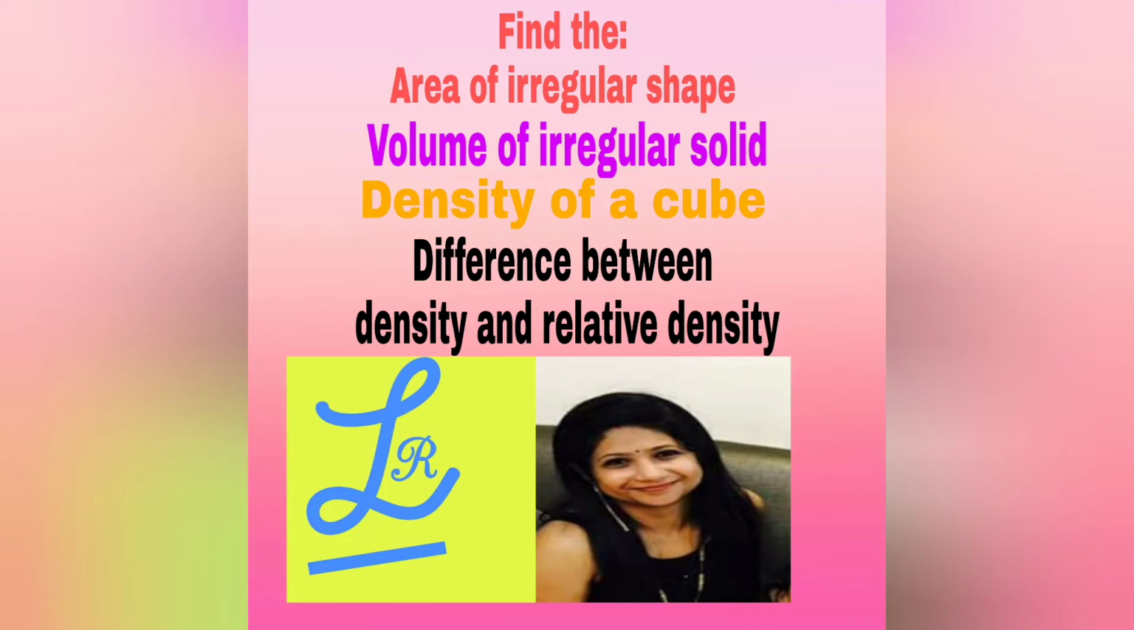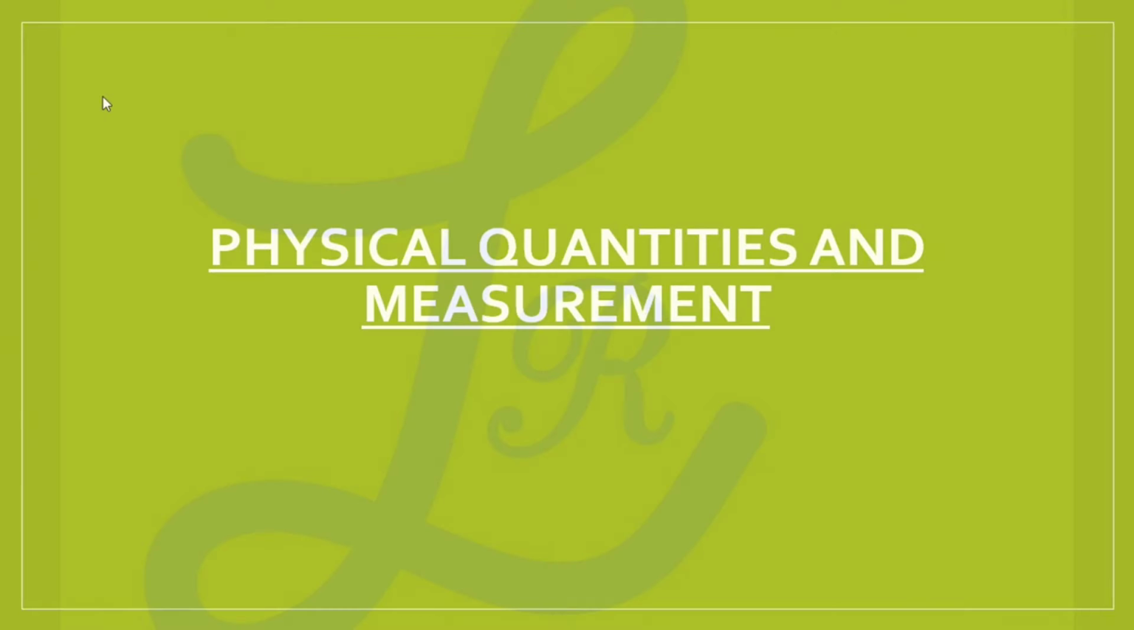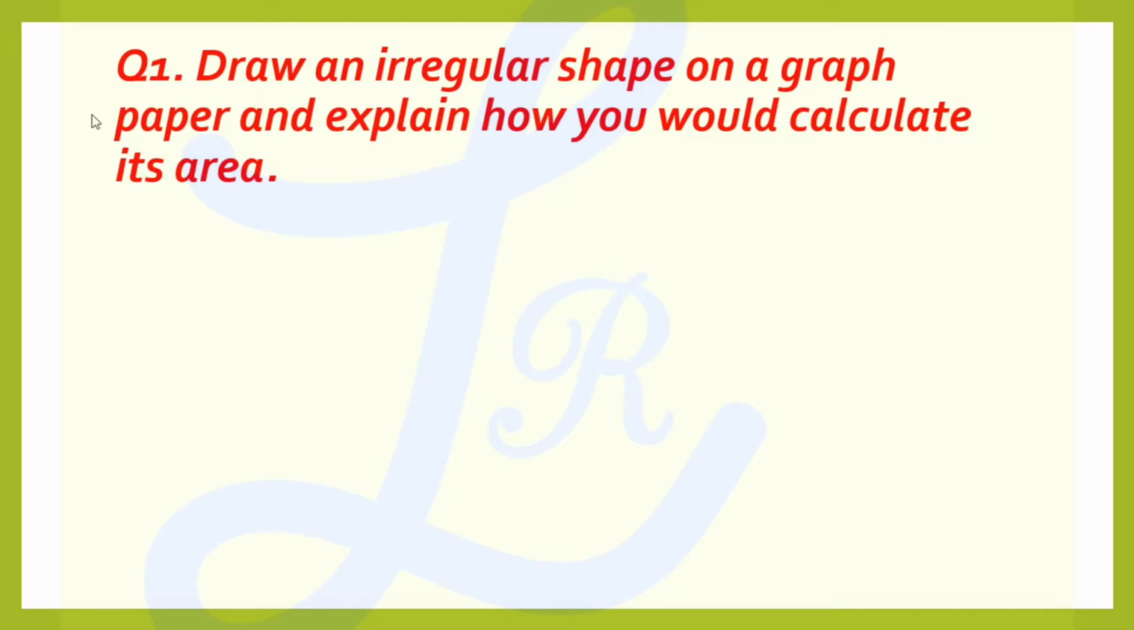In this video today we are going to learn about the procedure to find the area of an irregular shape, the volume of an irregular solid, the density of a cube, and the difference between density and relative density. Let us begin. Number 1.